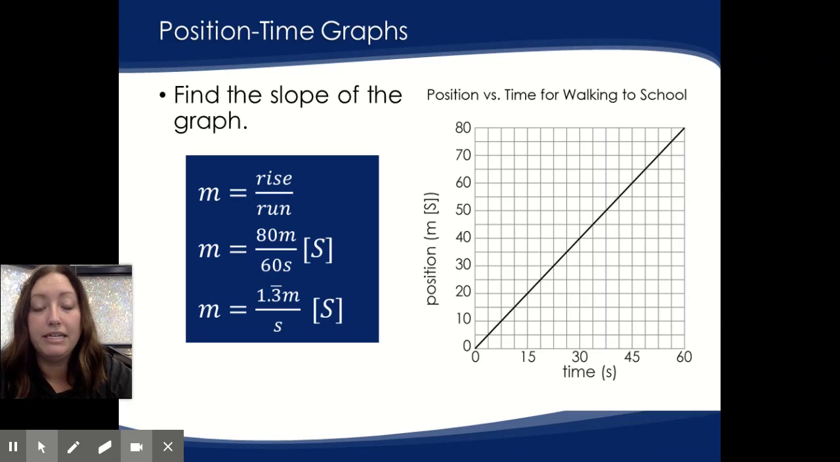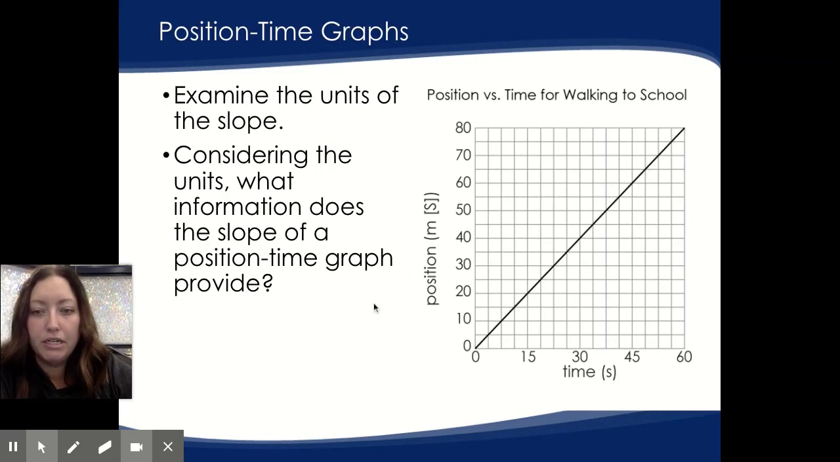So since velocity is a vector, it does have to have south at the end because it's indicating a direction that you're moving. But that's all this is. So position versus time graphs are very useful. They give you a lot of information about your time, your position, your velocity.